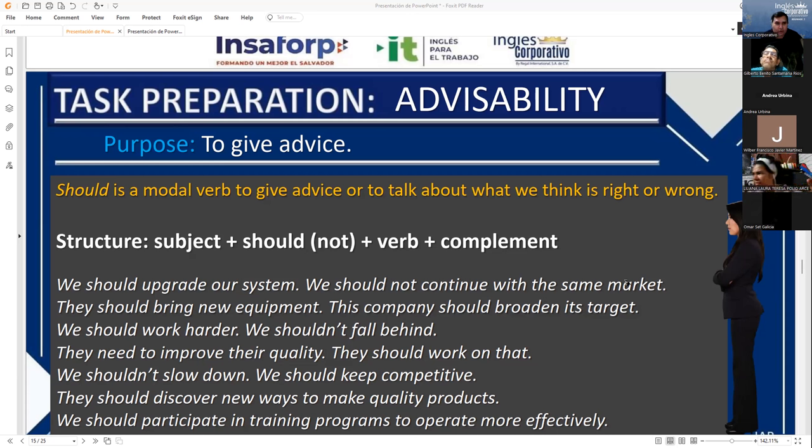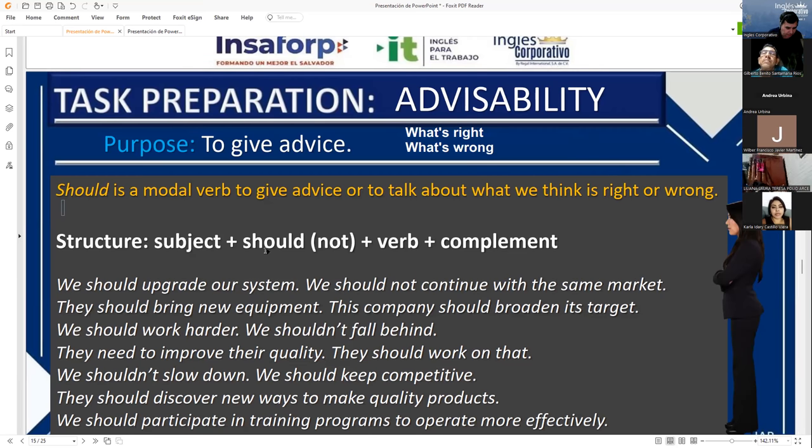Okay. So check over here. Advisability. Teacher, what is advisability? What's right, what's wrong? Advisability is what's right, what's wrong. What's advisable? What's recommendable? Advisable, recommendable, good to do, bad to do, okay? What is bad to do? What's wrong? Okay.